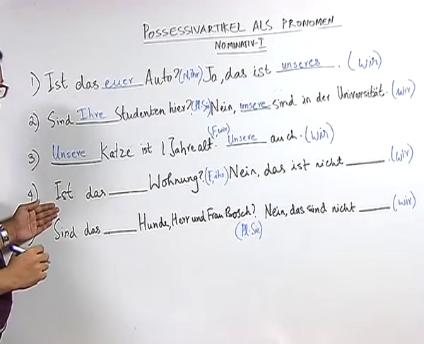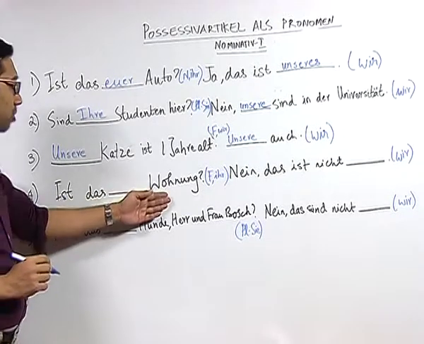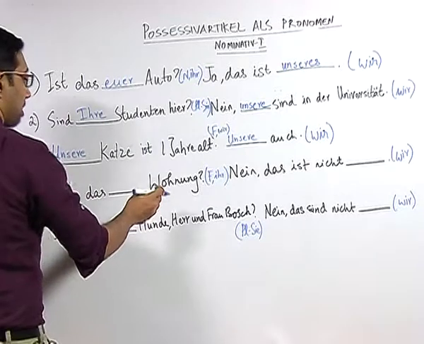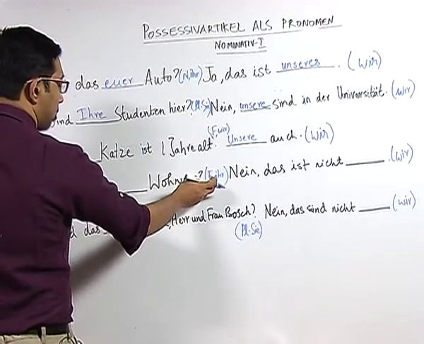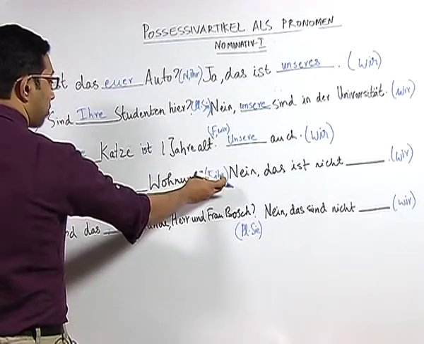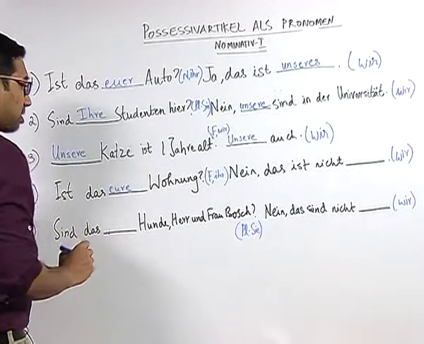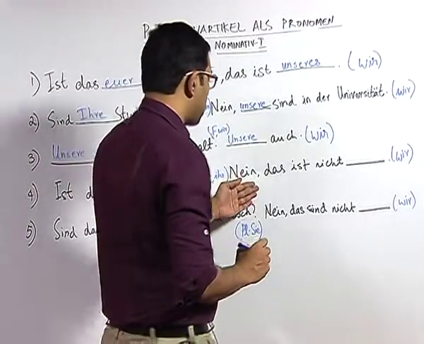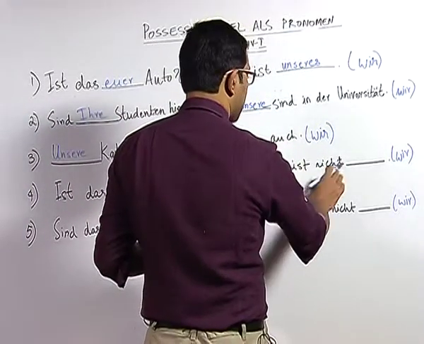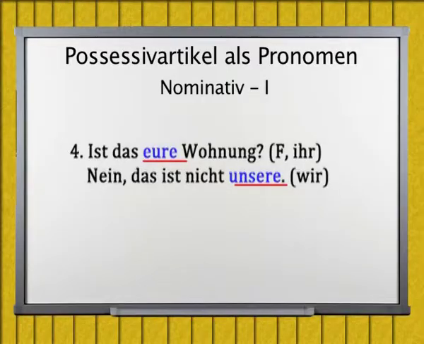Now, for sentence number 4, ist das Wohnung? Wohnung, as you know, carries the article die, it belongs to the feminine gender, and with ihr as the pronoun we use the possessive article eure, and as the answer for this question we have nein, das ist nicht unsere, which replaces the possessive article eure Wohnung.